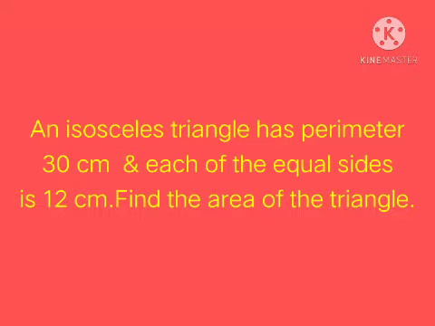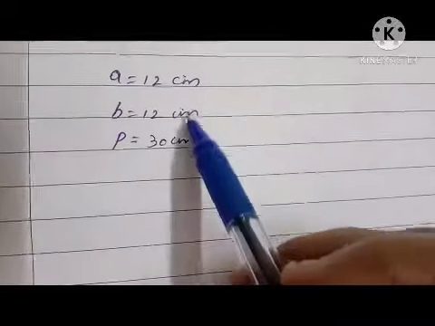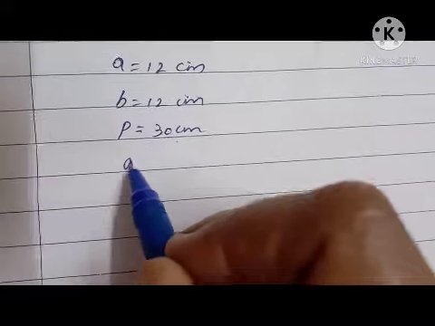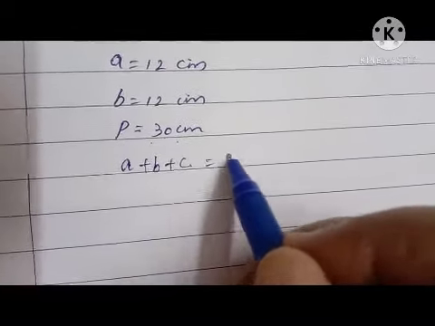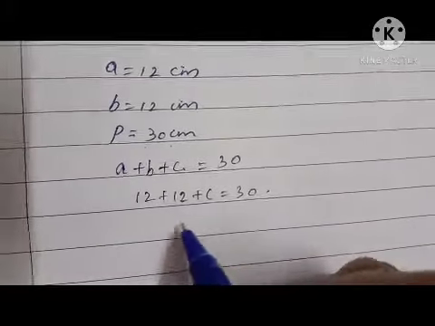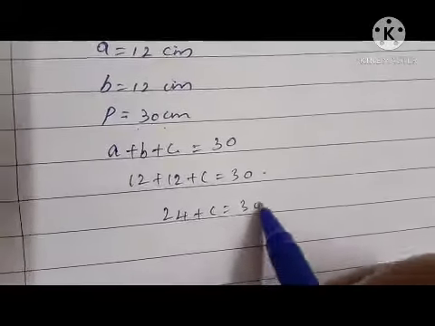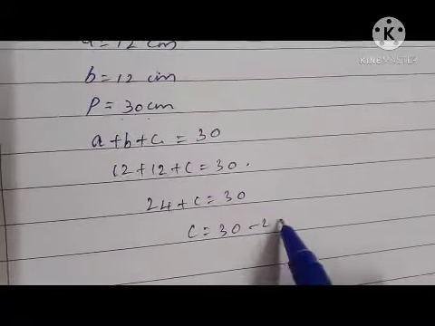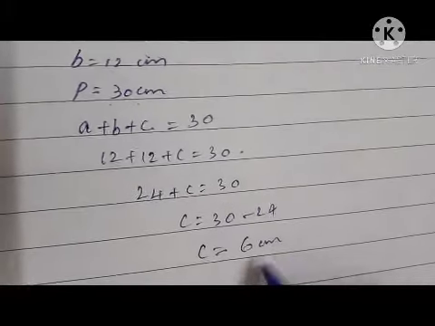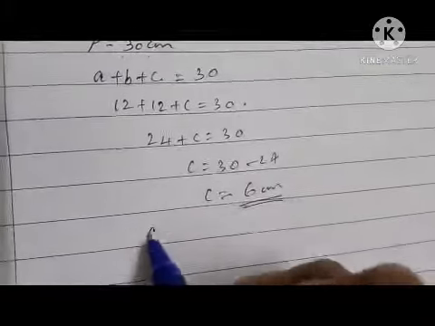Then perimeter is given as 30 centimeter and we have to find the third side. Then only we can find its area by using Heron's formula. These are the two sides. Then P is given as 30 centimeter. So C, P equal what? Sum of the three sides, that is 30. 12 plus C equal 30. Then 24 plus C equal 30. So C equal 30 minus 24. That is C equal what? 6 centimeter.